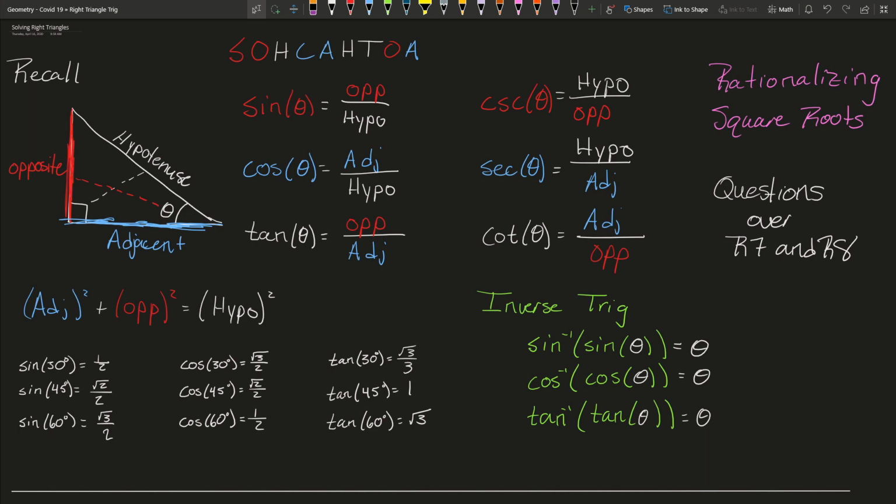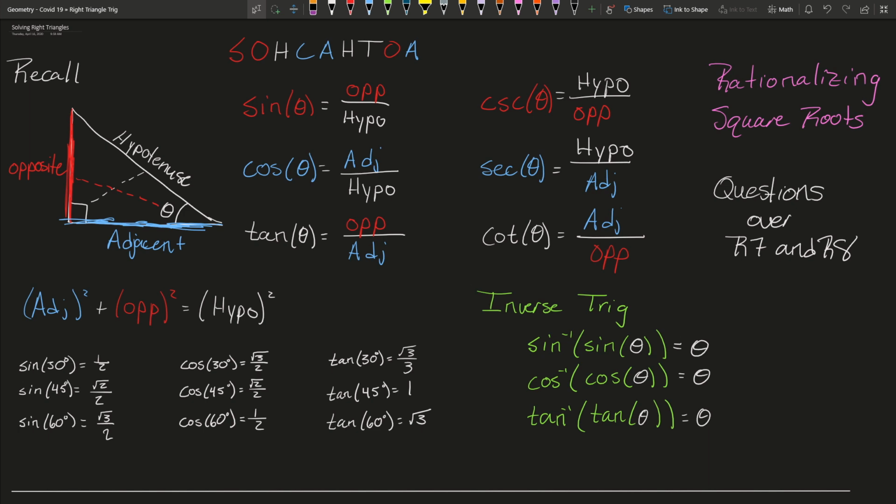So I want to review what's on your screen. Then I want to go over questions over R7 and R8, which it seems like pretty much everyone is asking the same type of question. So hopefully we can get through that decently quickly, and then we'll go over how to put this stuff all together. All right. So on your screen right now, this is literally everything we've gone over so far this chapter.